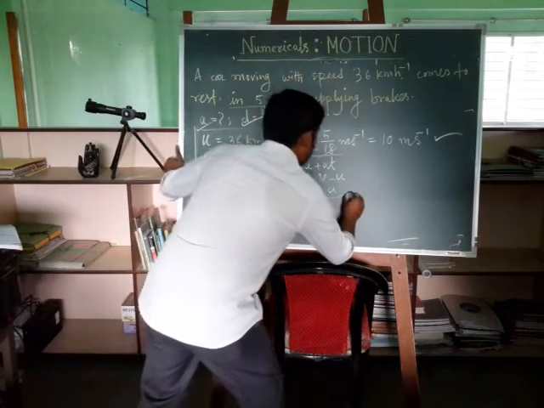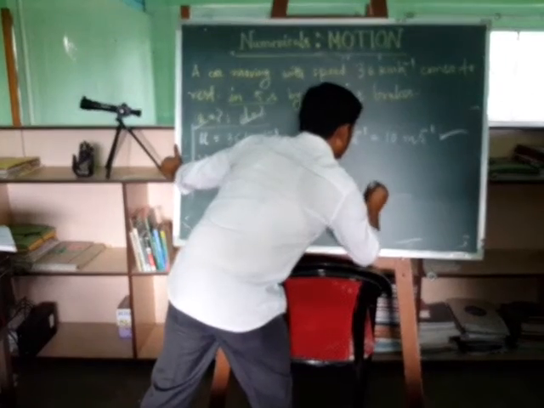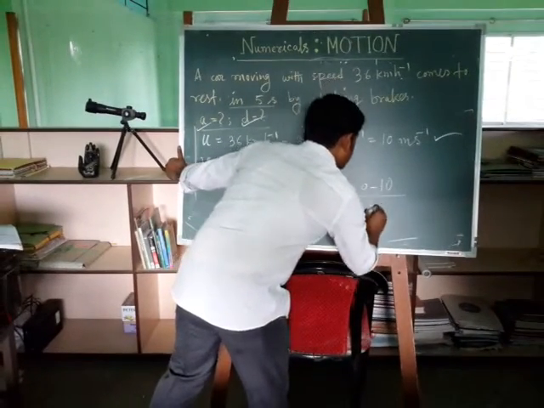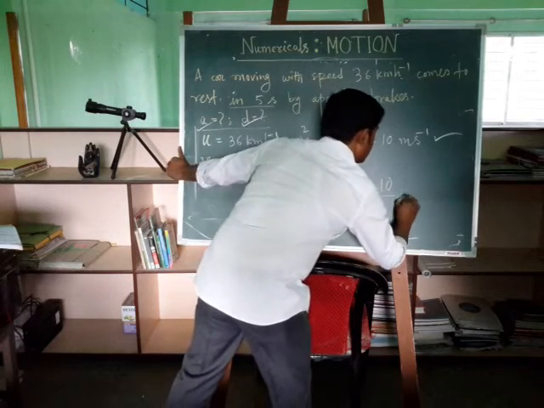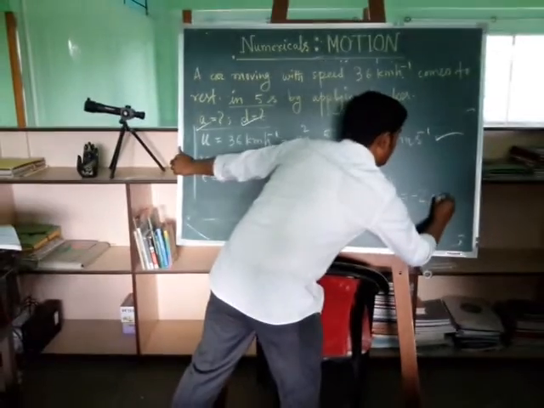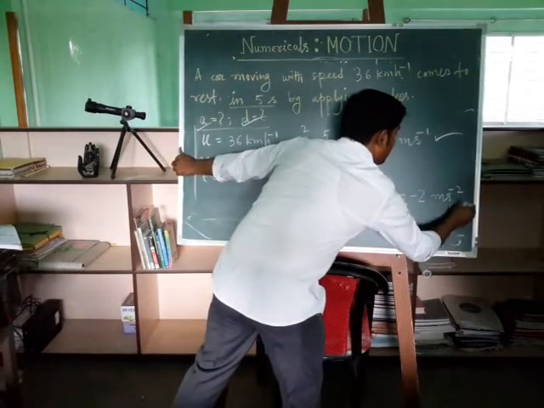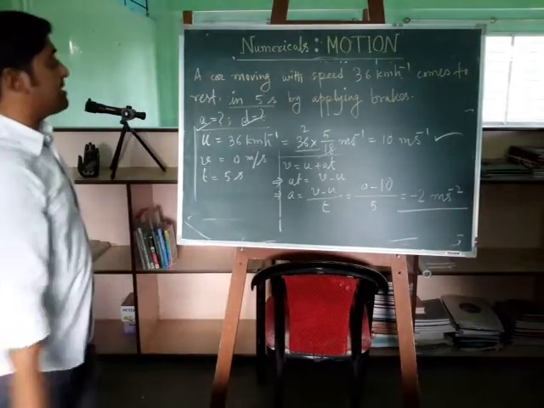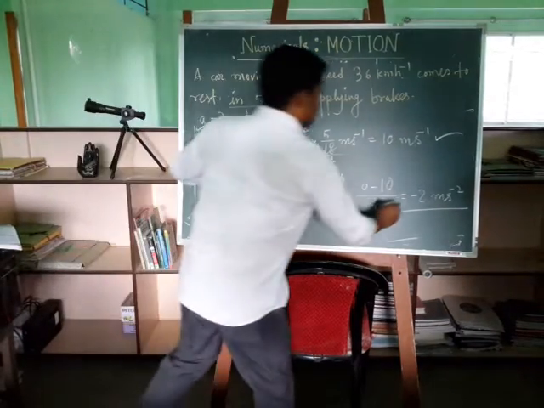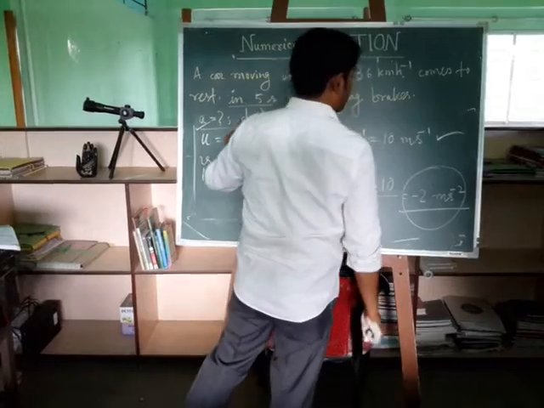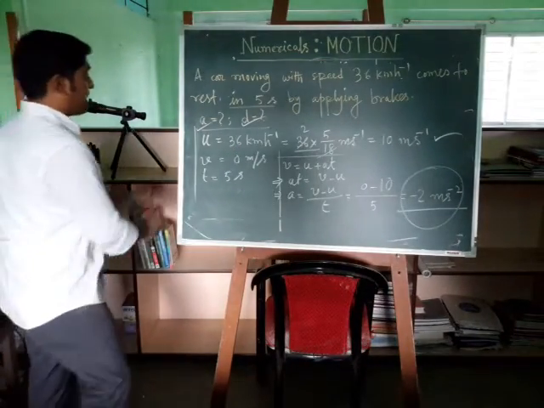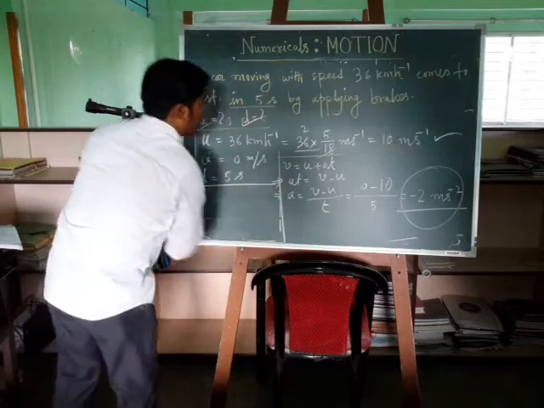So in our case, final velocity is 0, initial velocity is 10 meter per second, time is 5. So this is minus 10 upon 5, so minus 2, and the unit will be meter per second square. So that is the acceleration. See, negative means that is actually deceleration, that is retardation, negative of acceleration. Second is what is the distance covered.